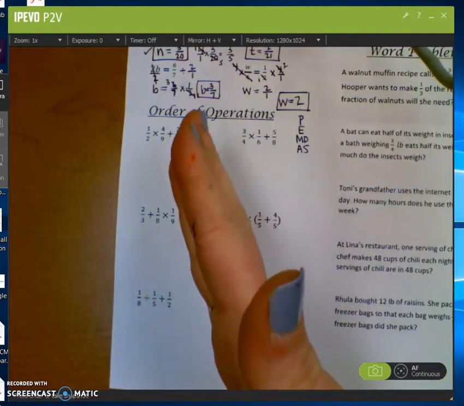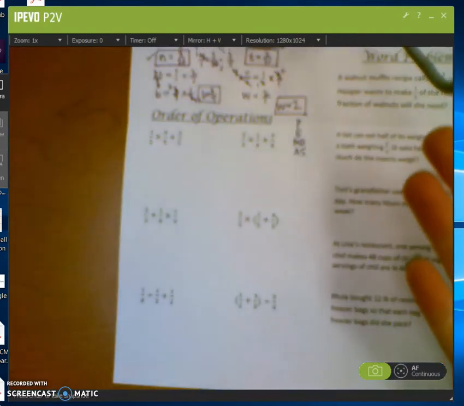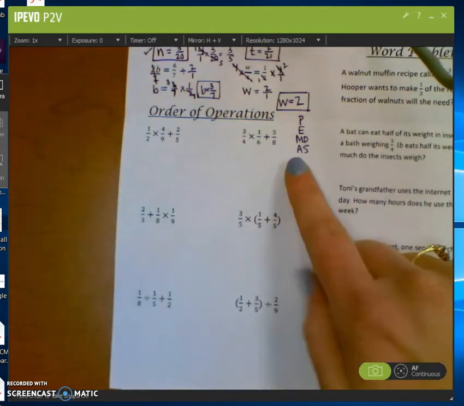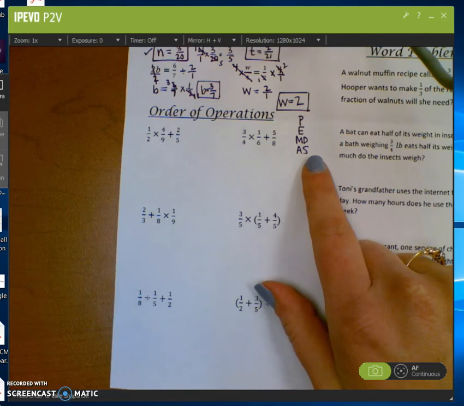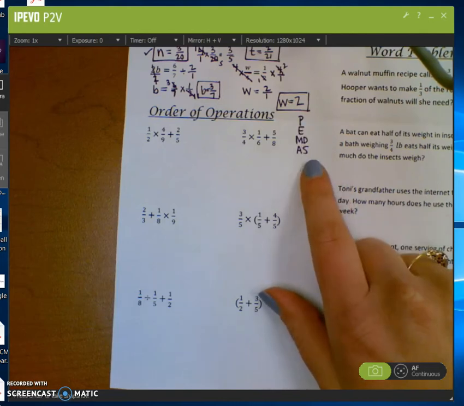So if division comes first, we do it. If multiplication comes first, we do it first. And then add and subtract is the same way. Whichever one comes first, we go left to right. We read it like a book. So PEMDAS is our little saying.